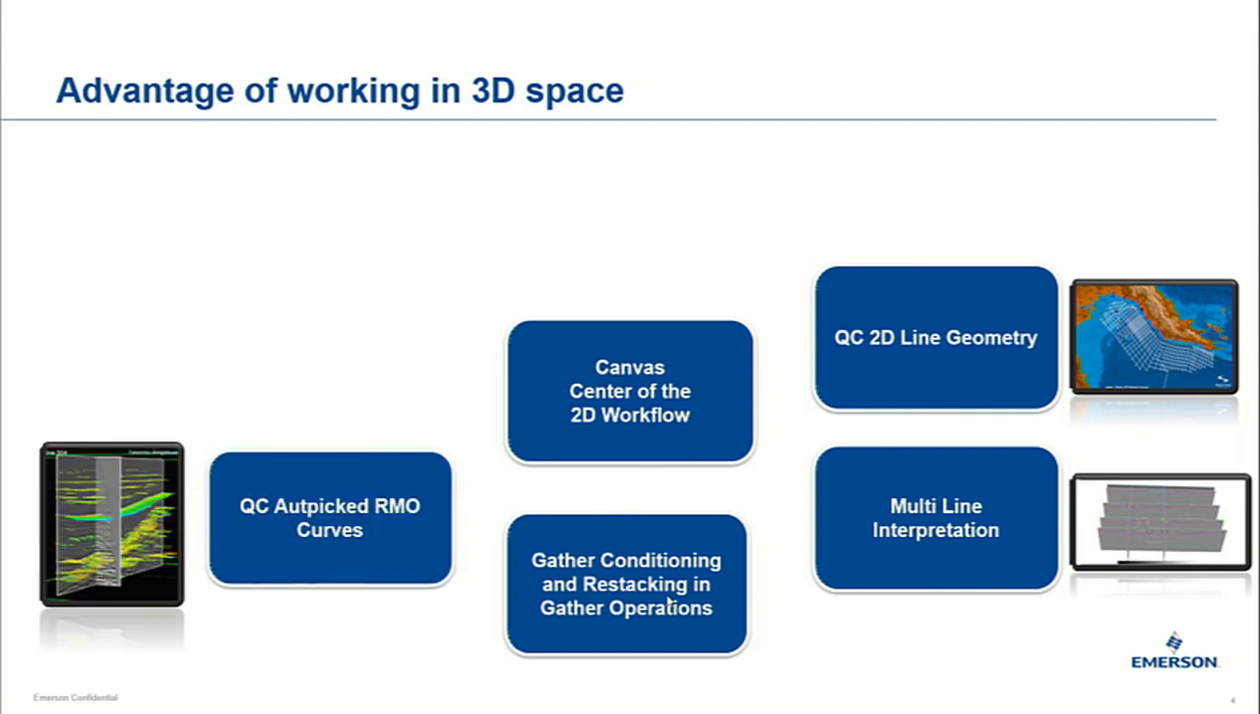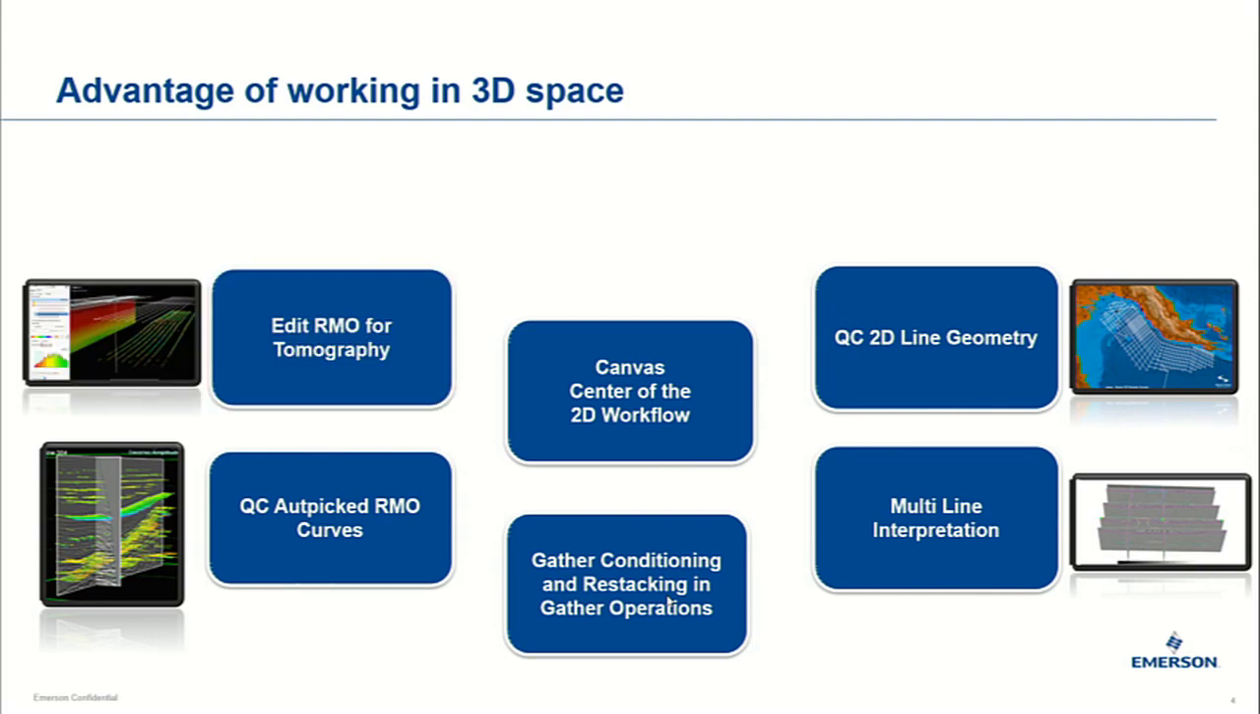You can also QC the autopicked RMO curves, i.e. after you've done some tomography, you want to follow the unflatness of the gathers. You can do that straight away as well on the 3D canvas. You can also edit your RMO for the tomography. We have some QC tools which encompass all the different RMO curves in one go. I'm going to show you that later as well in the demonstration.